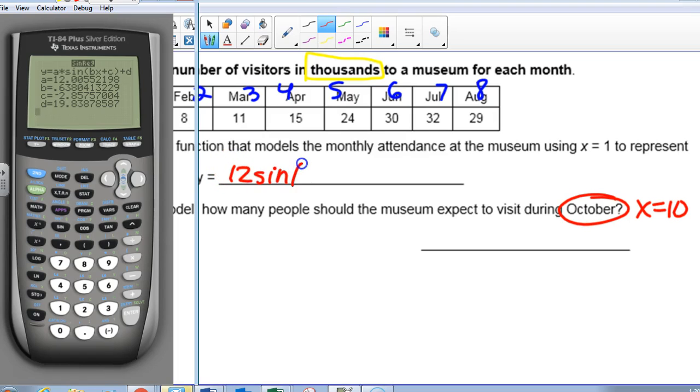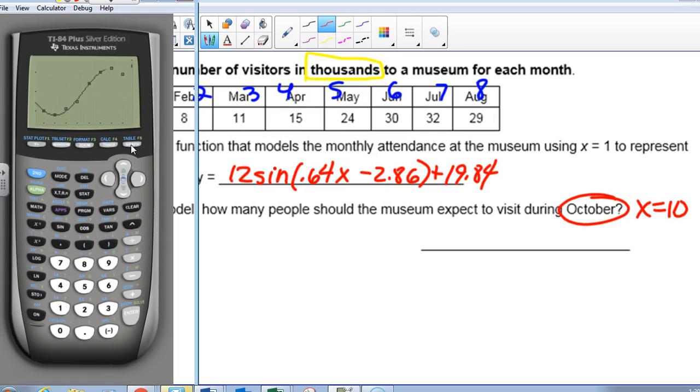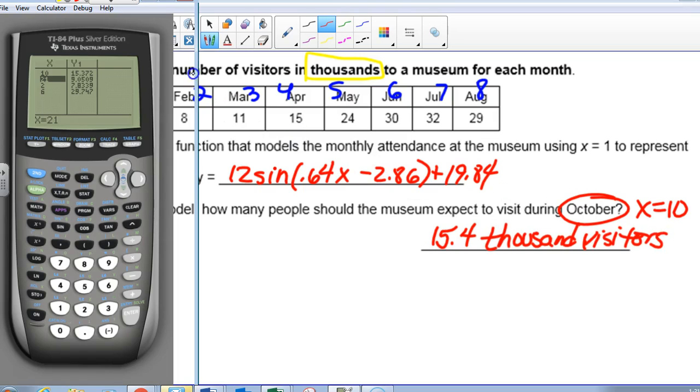I got 12 sine 0.64x minus 2.86 plus 19.84. Anybody else get that, or did I type something wrong? We okay? All right. If I have stored it and I look at the graph, oh, look. It's beautiful. If I want to predict October, I can go look at the table and scroll down to month 10, or mine is in ask mode, so I would have to type in a 10. I got 15.4 roughly if I round to 1 decimal, 15.37. But it's thousands of visitors. Or we could write 15,372 visitors if we wanted to go that many places.